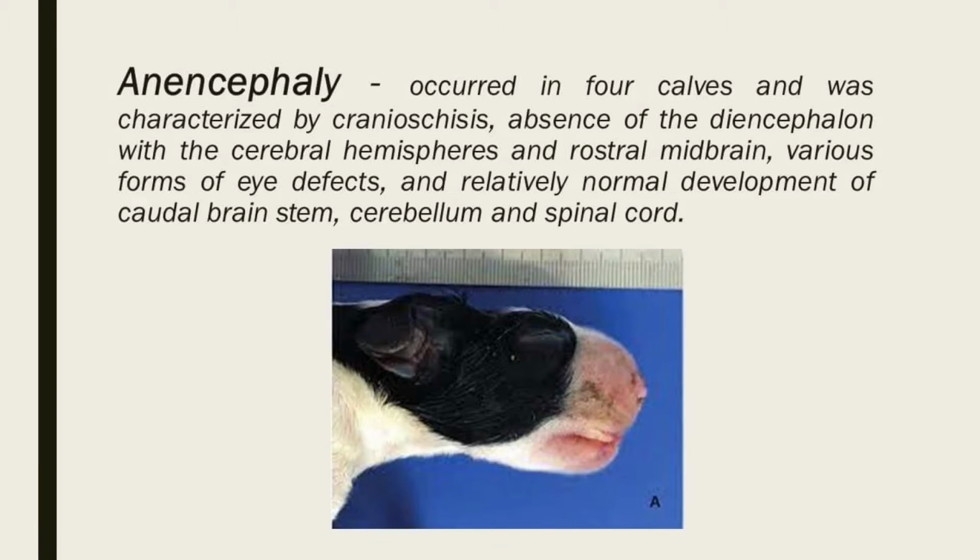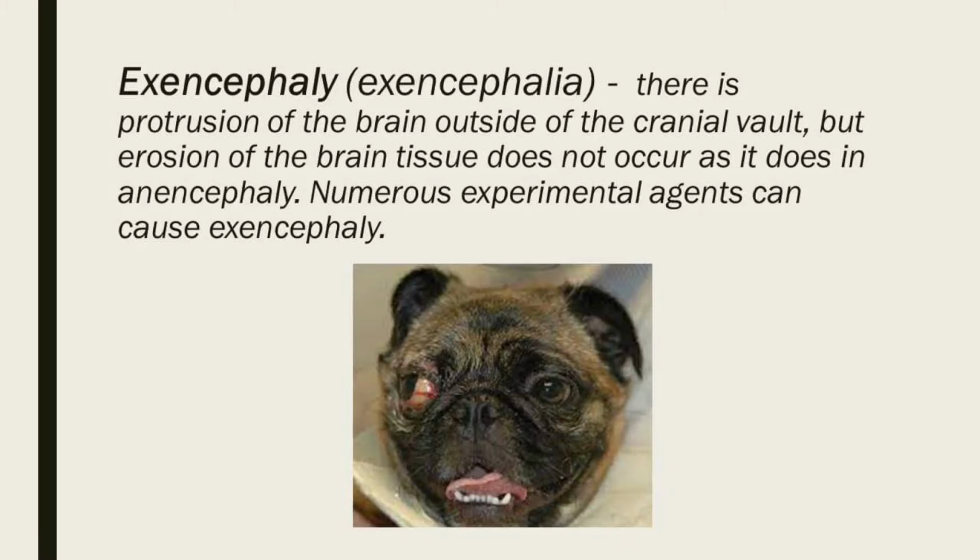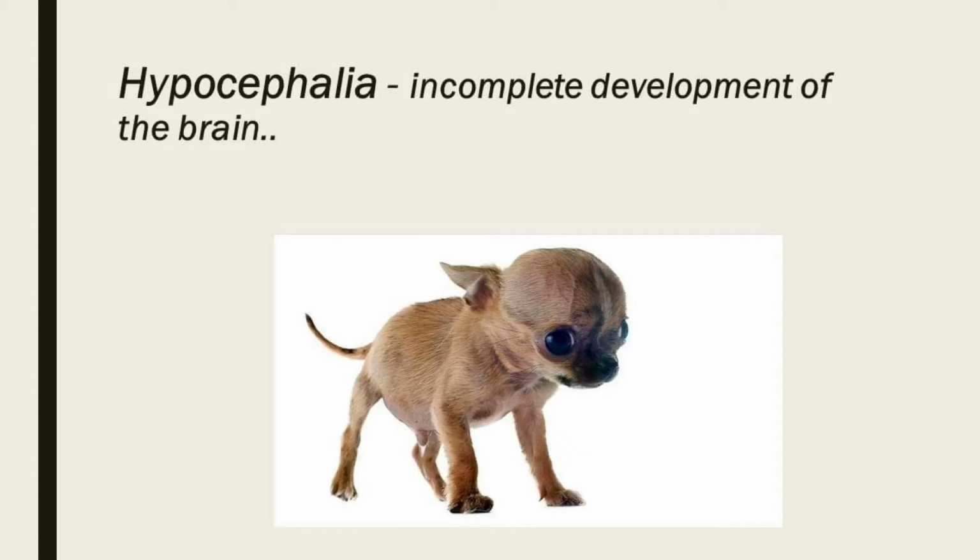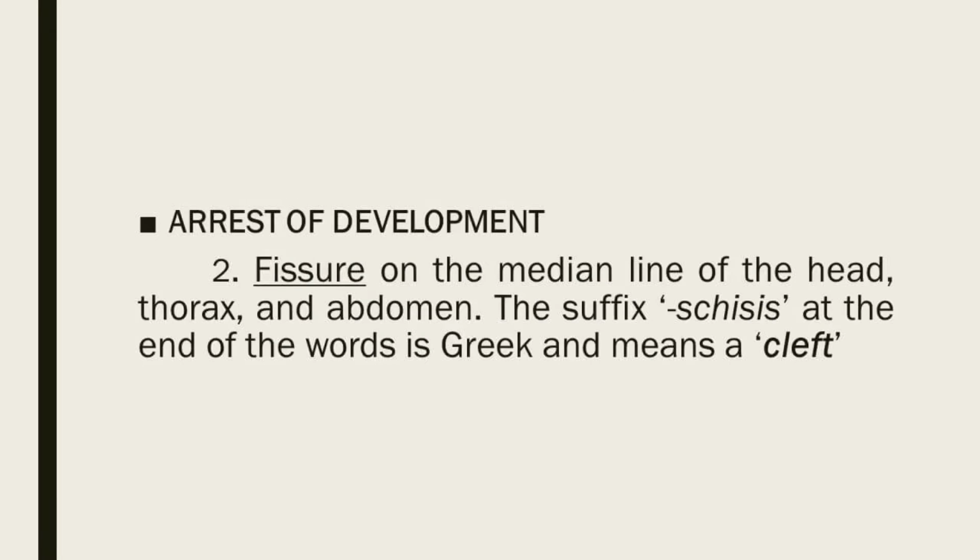The next one is anencephaly, absence of brain or a congenital absence of all or a major part of the brain. Exencephaly. Exencephaly indicates that the brain is outside the cranial cavity, or a defective skull with brain exposed or extruded. The last disease under arrest of development is hypocephalia, incomplete development of the brain. The second part in arrest of development is fissures.